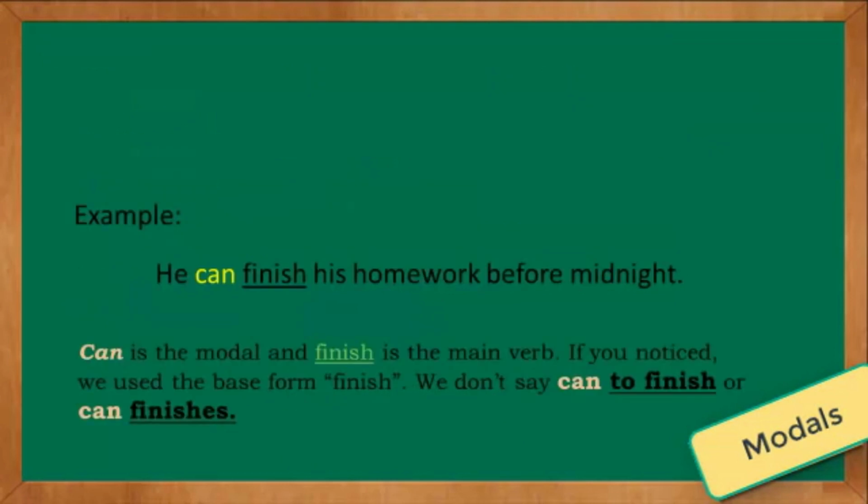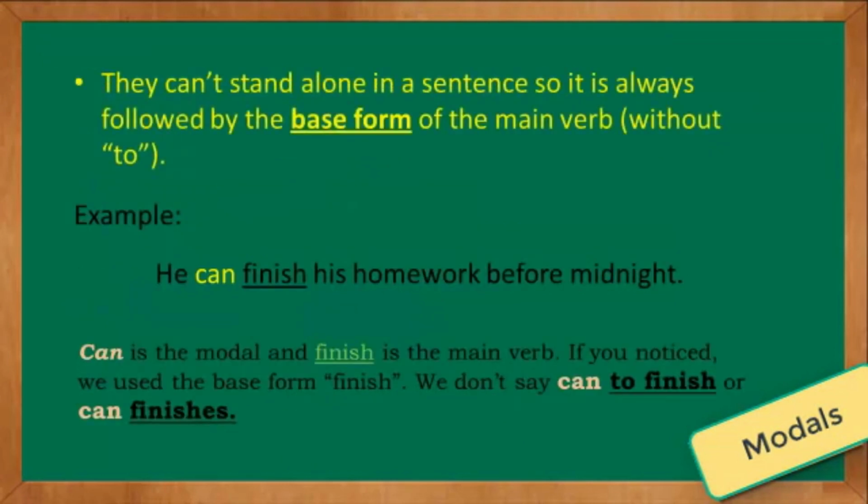The second one, they can't stand alone in a sentence, so it is always followed by the base form of the main verb. Remember, it is always without to. Example, he can finish his homework before midnight. In the sentence, can is the modal and finish is the main verb. If you notice, we use the base form finish. We don't say can to finish or can finishes.